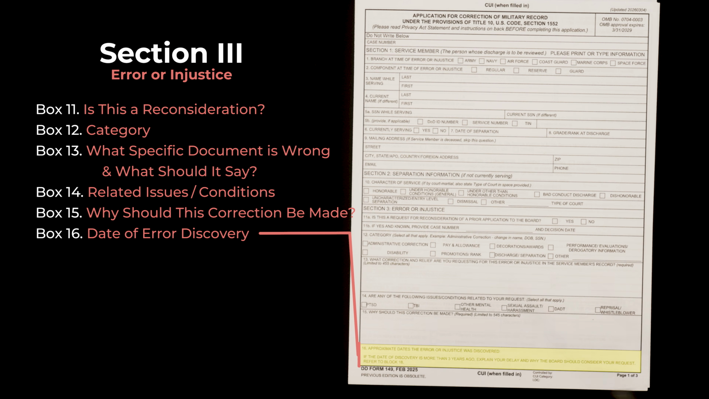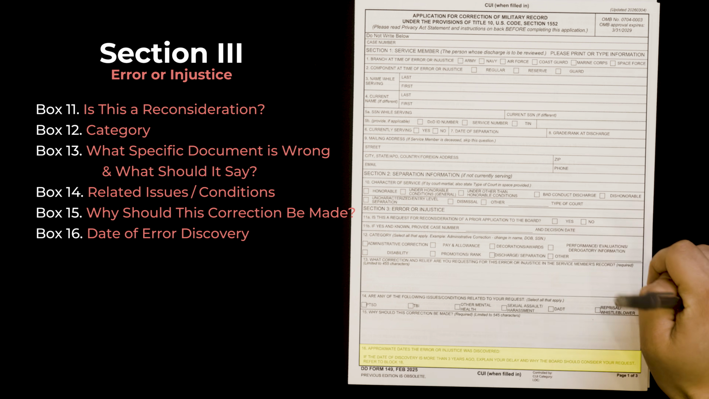Box 16 asks when you discovered the error. This box is critical and almost always gets ignored. If it's been more than 3 years since you found out, you must explain the delay right there and ask the board to waive the deadline in the interest of justice. Make sure you write it plainly.